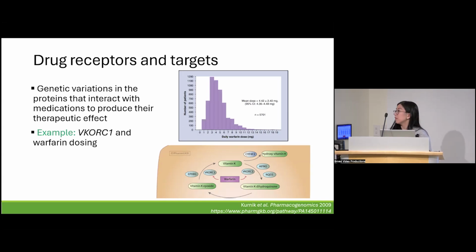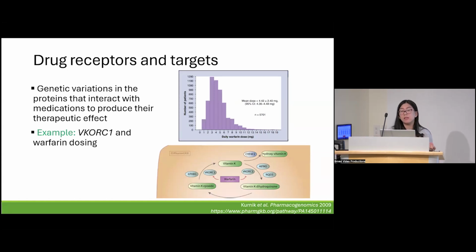And so warfarin mainly exerts its effect by inhibiting a protein called VKORC1. And what was discovered is that there are variants in the gene that encodes for this protein that can reduce the function of that protein, and that protein is crucial for vitamin K activation.